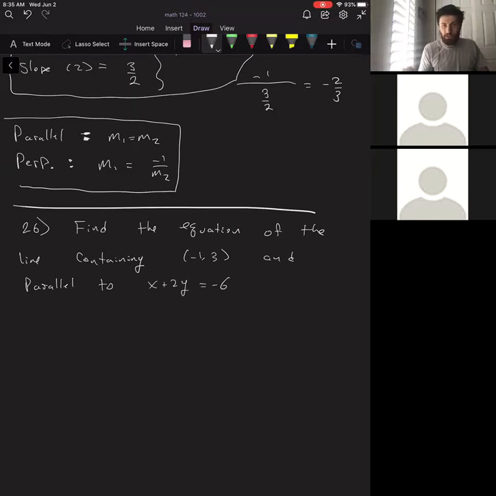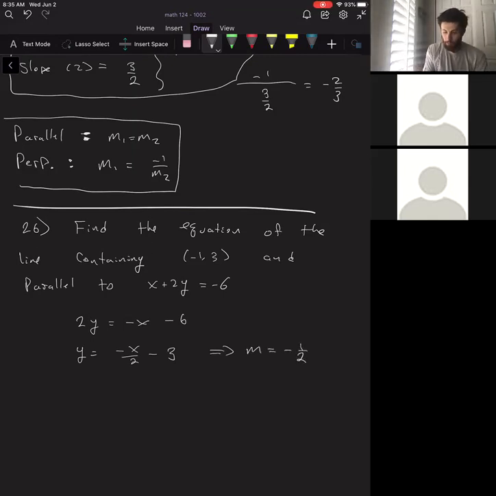The first thing we need to do is find the slope of this line, because we're parallel to that given line, and remember, parallel means the same slope. So 2y, we can subtract the x over, -6. Then divide by the 2, we get y is equal to -x/2 - 3. And so we see that the slope of this line, m, is equal to -1/2.